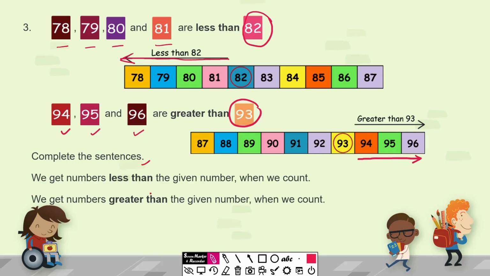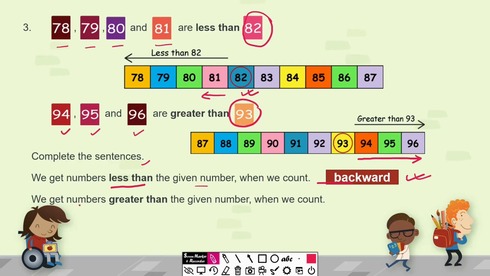Complete the sentences. We get numbers less than the given number when we count blank. We are getting these numbers less than number 82 when we are counting which side? Backward from number 82, right? So, the answer here is when we count backward. Okay, let's check the correct answer. Yes, backward. We get numbers less than the given number when we count backward.